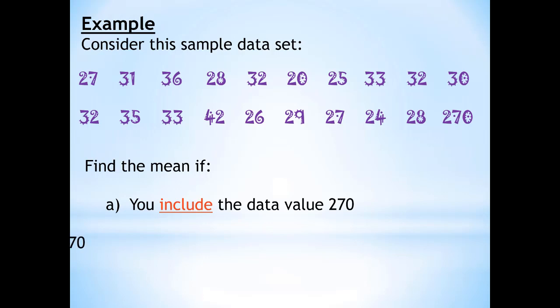And then in part B, I want you to exclude the data value 270 and find the mean. So when you look at these data values, they're all pretty much in the 20s, 30s, and there's one that's 42. And then all of a sudden, there's a data value that's 270. That value of 270 is most likely an outlier. So what I would like you to do is calculate the value of the mean if we include the outlier, and then calculate the value of the mean if we exclude the outlier. So let's take a look at the solution.